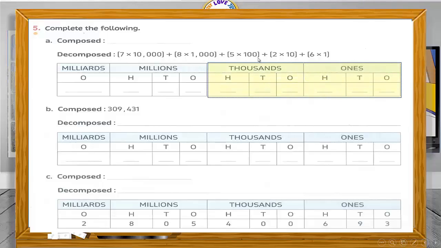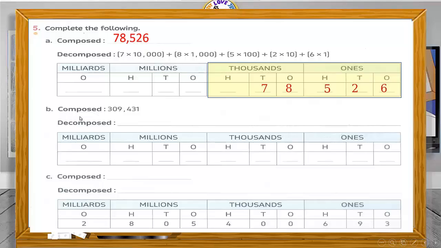And put digits inside the places. 7 in 10,000 place. So you should put 7 in 10,000 place. Next, 8 times 1,000. Write in 1,000 place. 8. 5 times 100. Write in hundreds. 5. 2 times 10 in tens. Write 2. 6 times 1 in ones. Write 6. Now you can write this number in standard form. 78,526. Like this. 78,526. I think this is so easy.